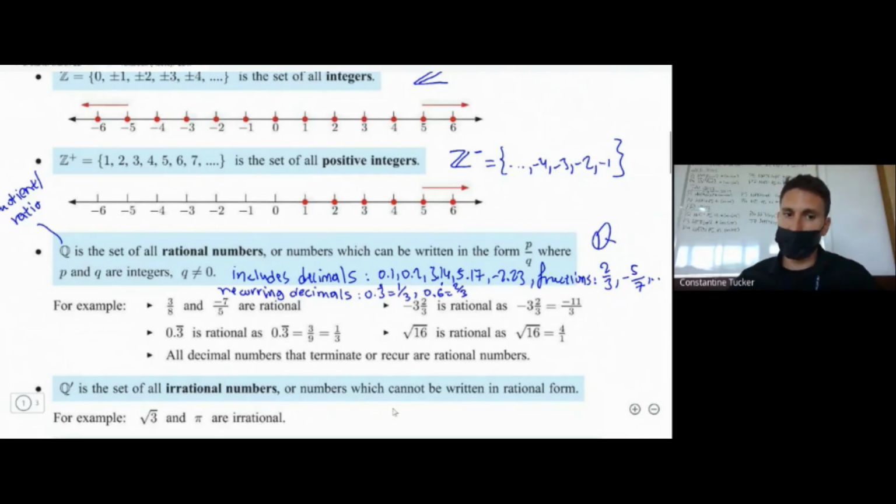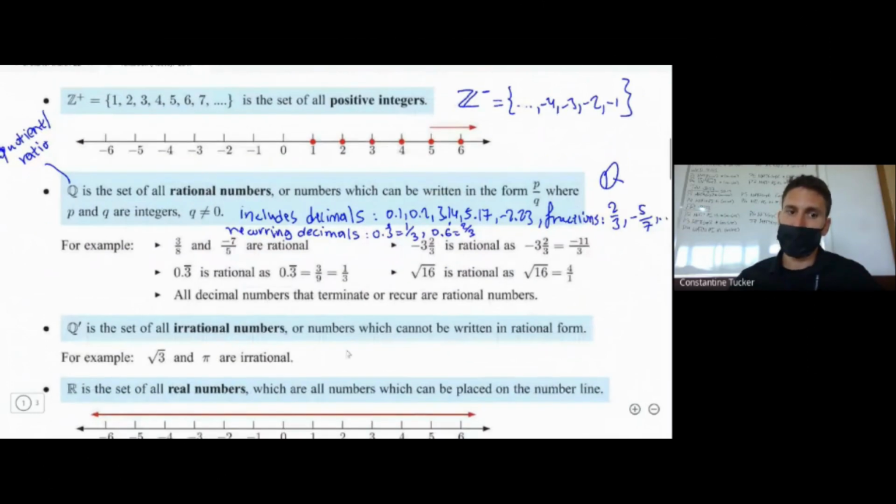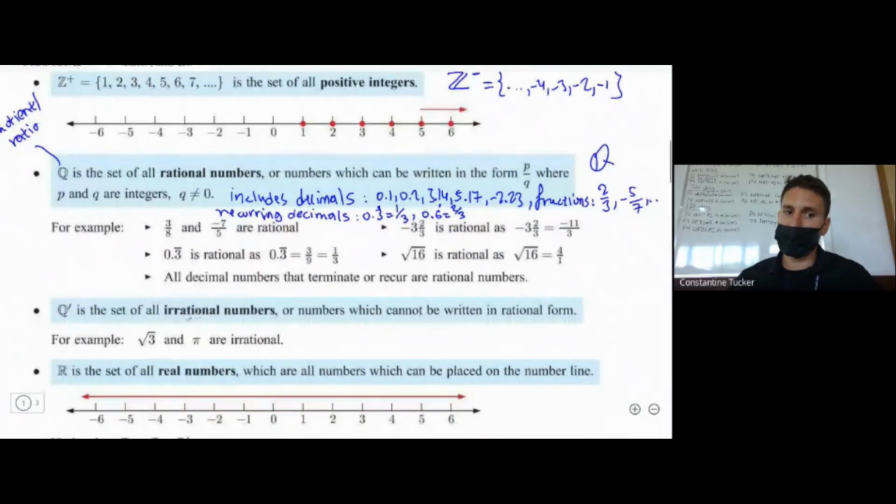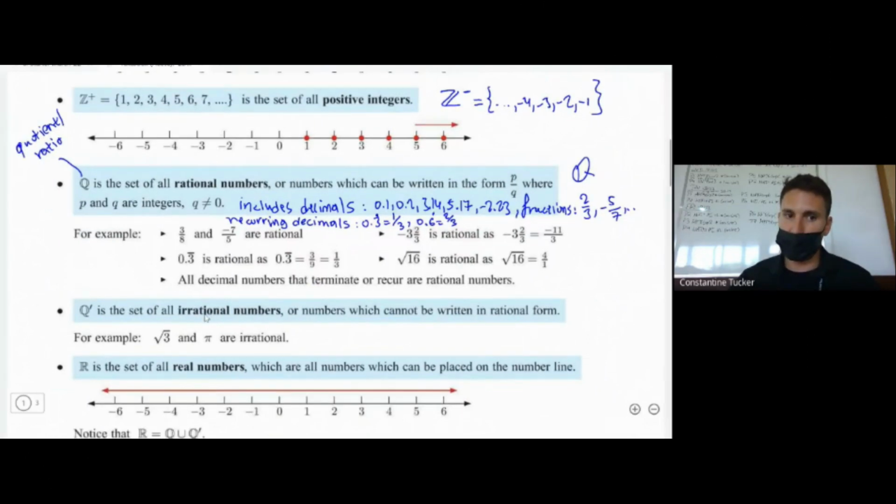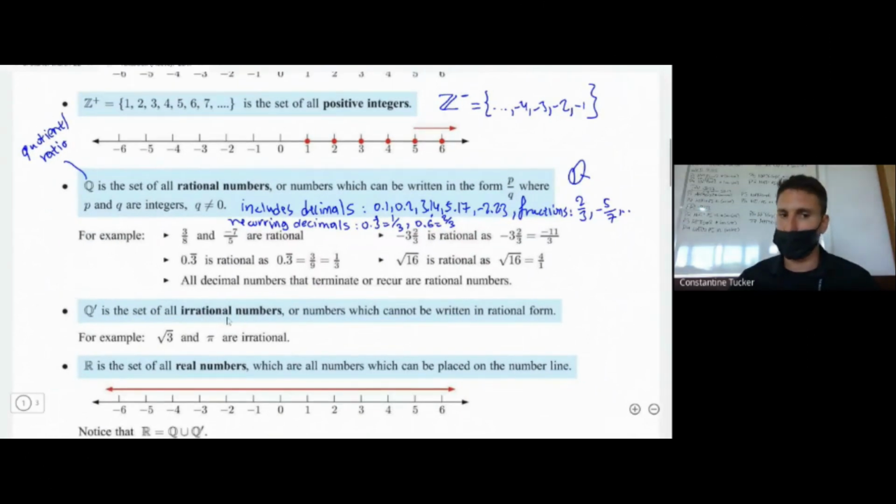But there are numbers which are called irrational numbers. The reason they're called irrational is because you can't write them down as a fraction. Not because they're crazy numbers, but because you can't write them down as something over something else using whole numbers. For example, the root of 3.